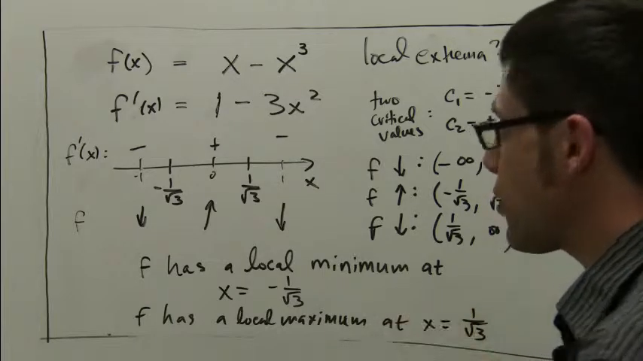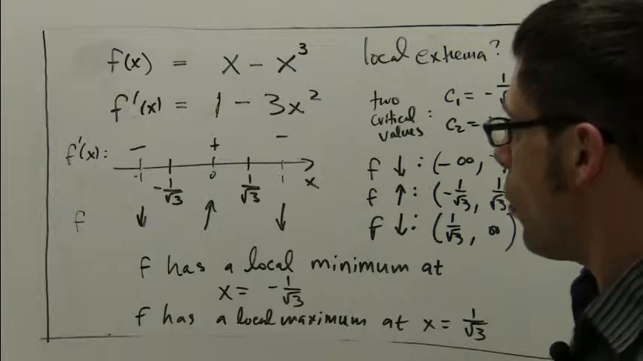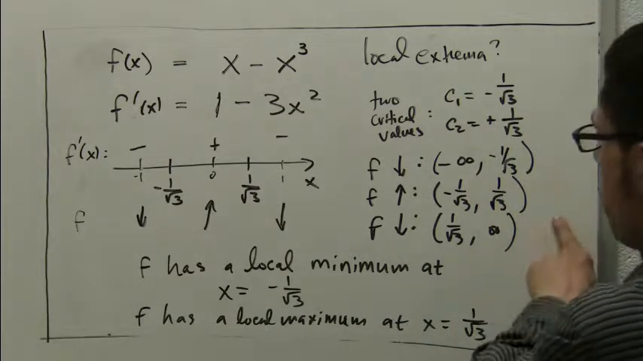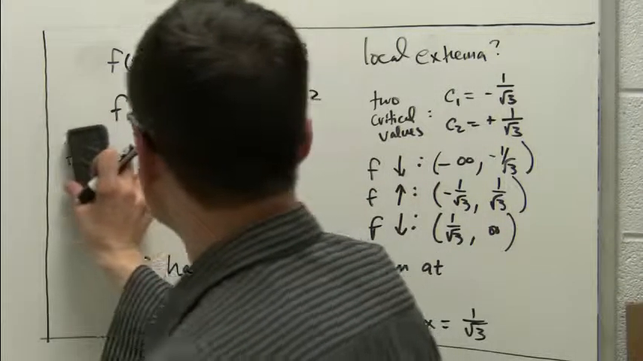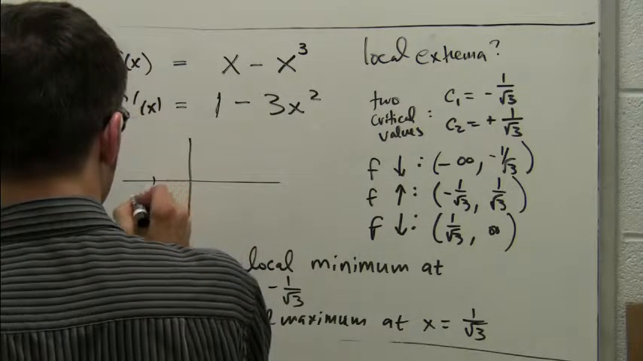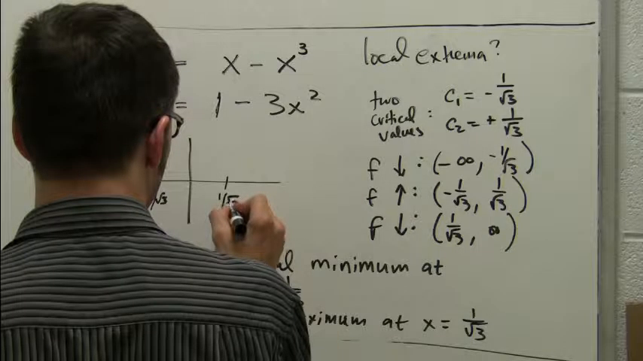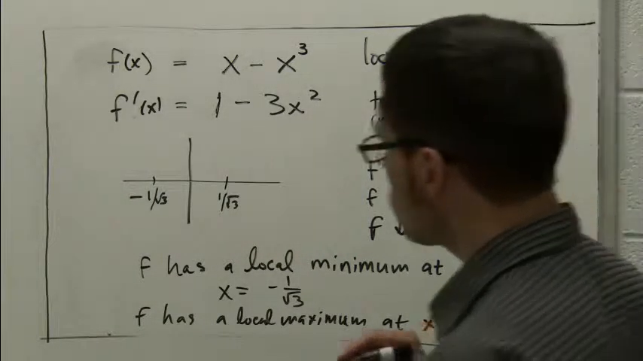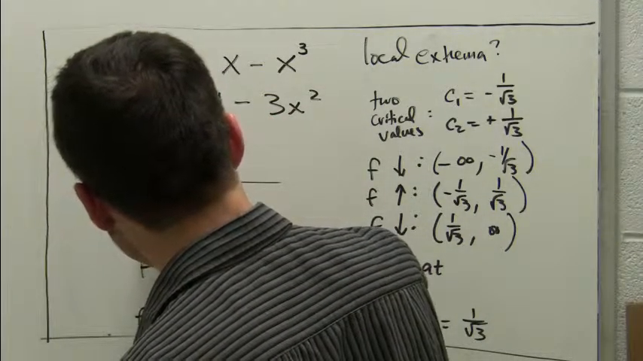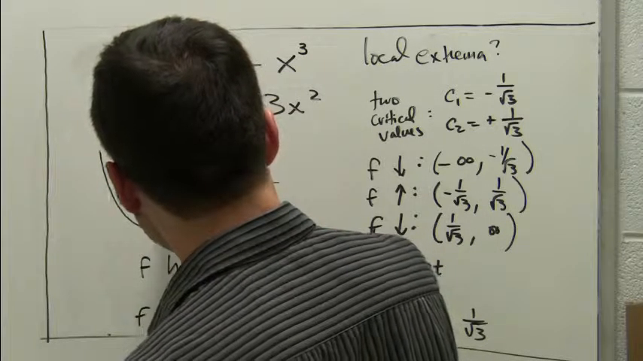Okay? Let's draw sort of a cartoon picture of this function even before I use the second derivative as a test. Just to get an idea, using this information, I know the function looks like this. Here's my critical value, negative 1 over root 3. Other critical value, positive 1 over root 3. Okay? I know the function is decreasing before that value. When it hits that value, it starts increasing again. And then after that value, it starts decreasing again.